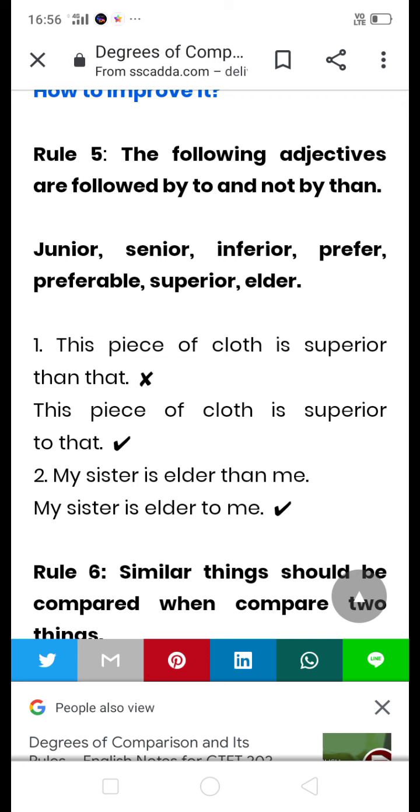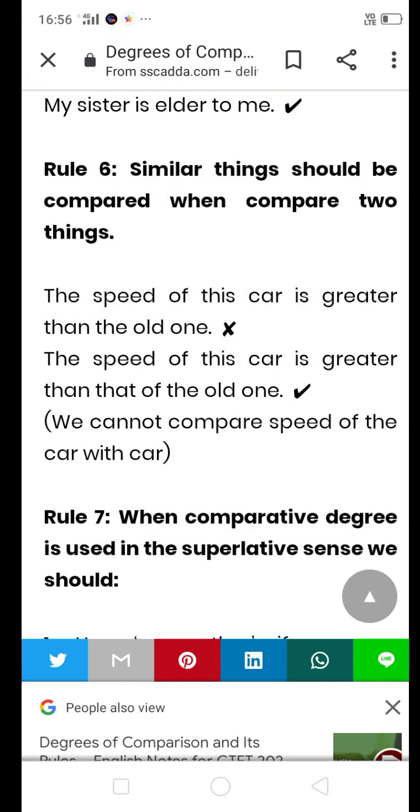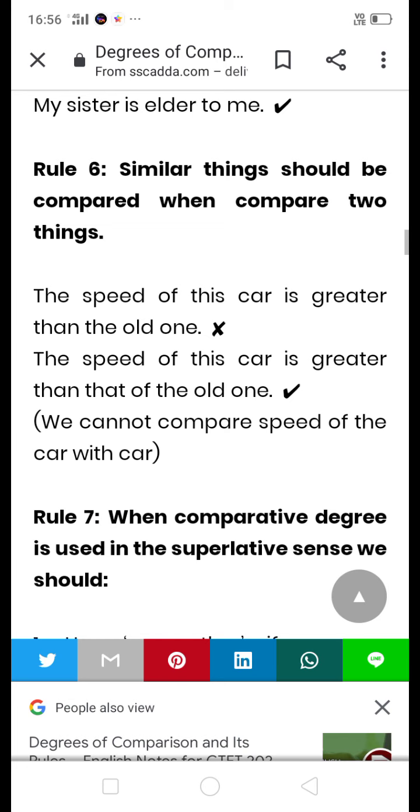See example, "This piece of cloth is superior than that." It is wrong. But when we write "This piece of cloth is superior to that," after superior we are writing to, not than. Next example, "My sister is elder than me." Then how is it corrected? "My sister is elder to me." Elder to me.